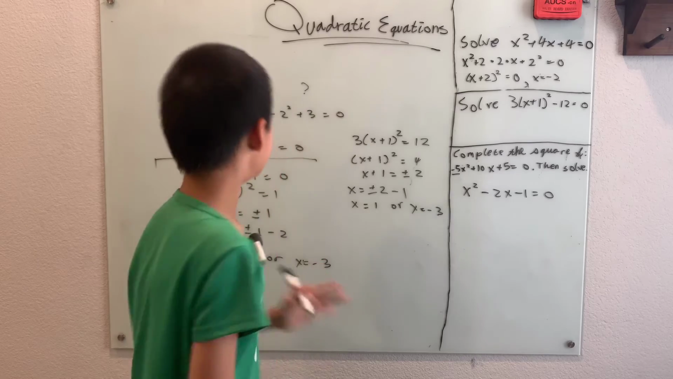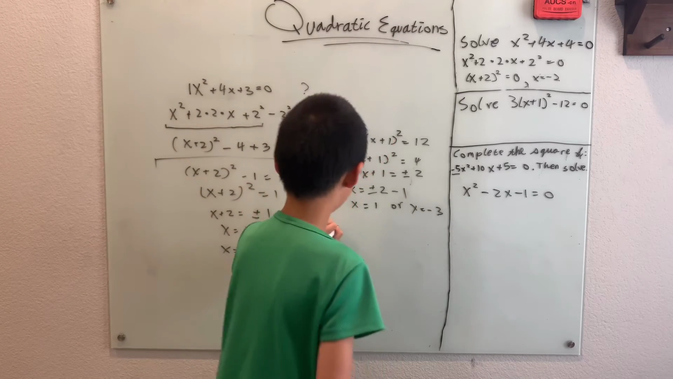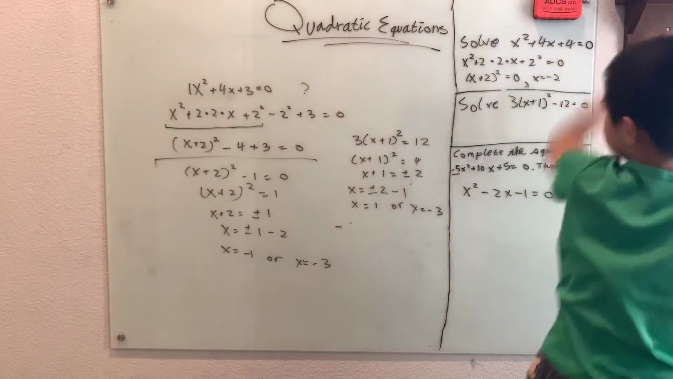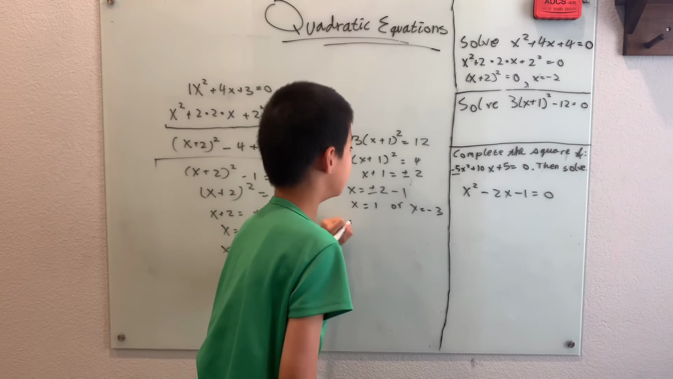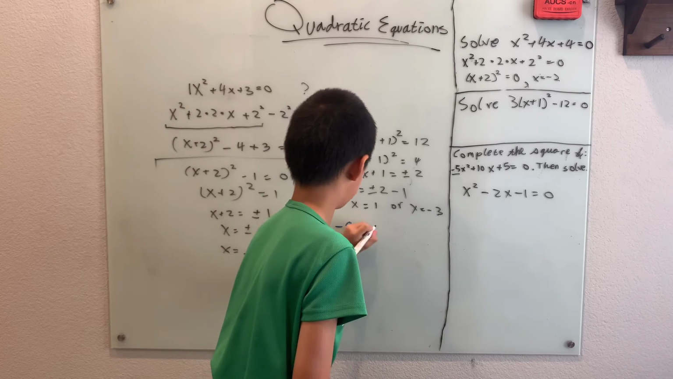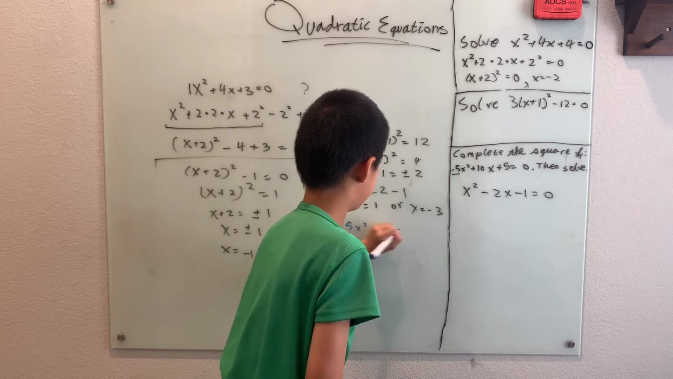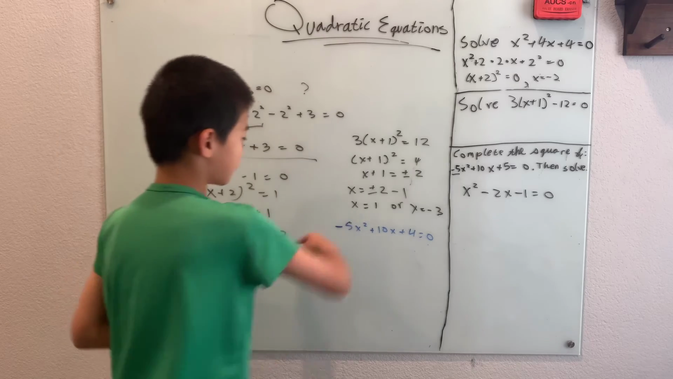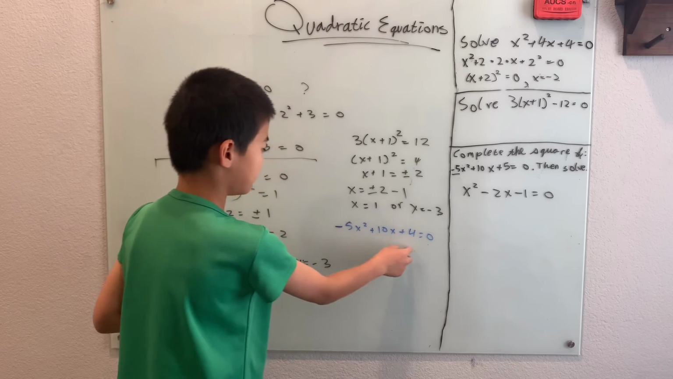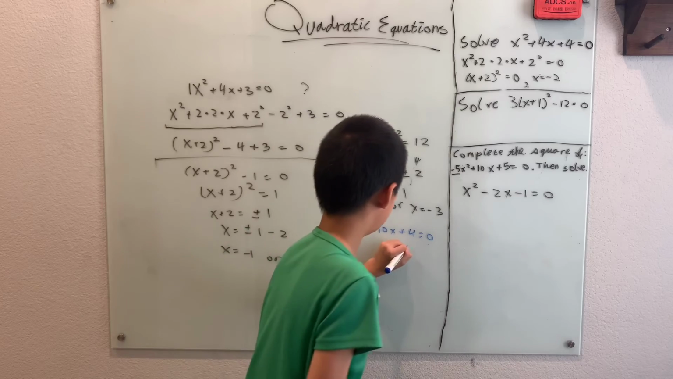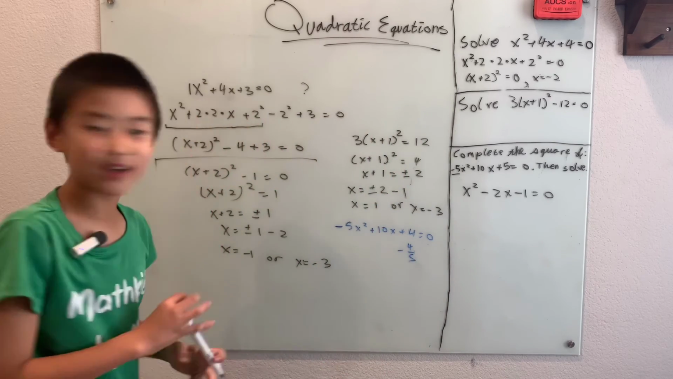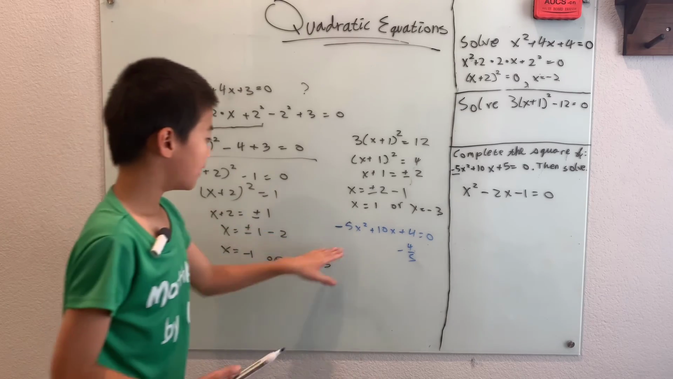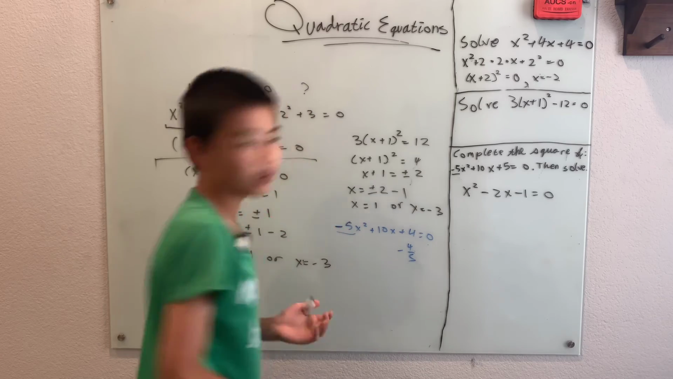But even if it is something like this, I'm going to use blue pen just to make sure that you can see it. Even if it is negative 5x squared plus 10x plus, say, 4 is equal to 0, you really don't want to take out the factor of negative 5, because then you see that minus 4 over 5 here. Newsflash, you're going to have to do that, because completing the square only works when a is 1.